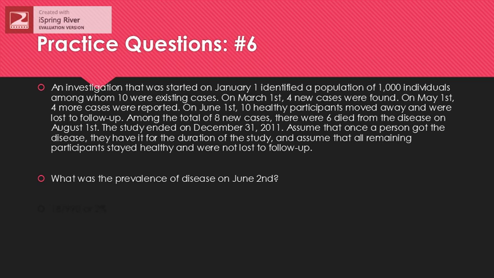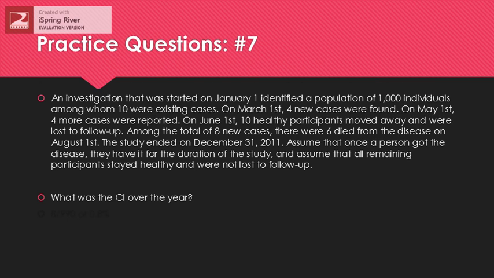So, first you have 1,000, 10 cases. Then 4 new cases, then 4 more new cases. So 10 plus 4 plus 4 is where the 18 comes from. But the denominator is not 1,000 because on June 1st, 10 participants moved away. So 1,000 minus 10 is 990. 18 over 990 is approximately 2%.